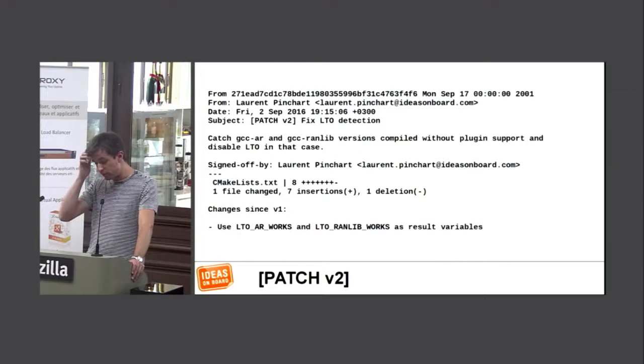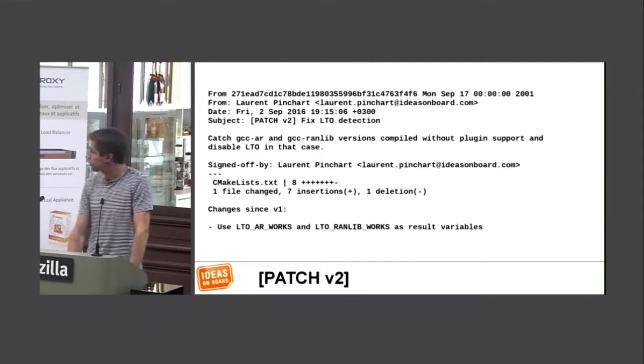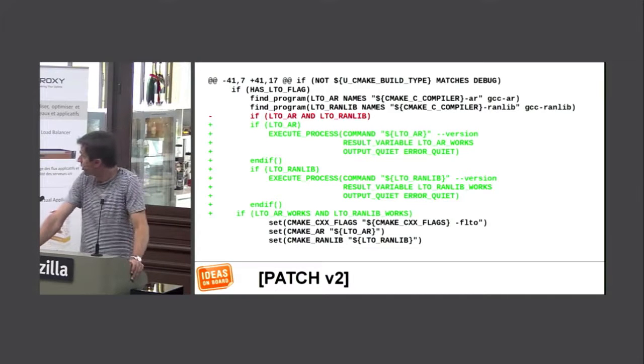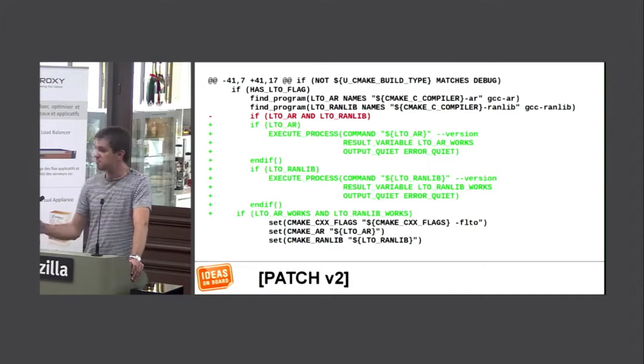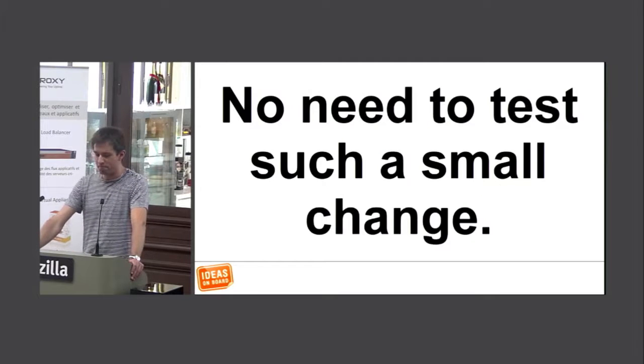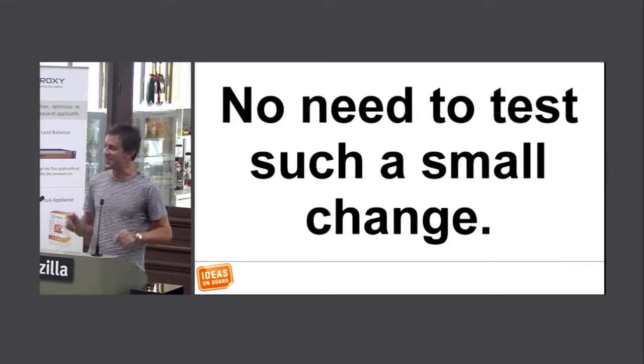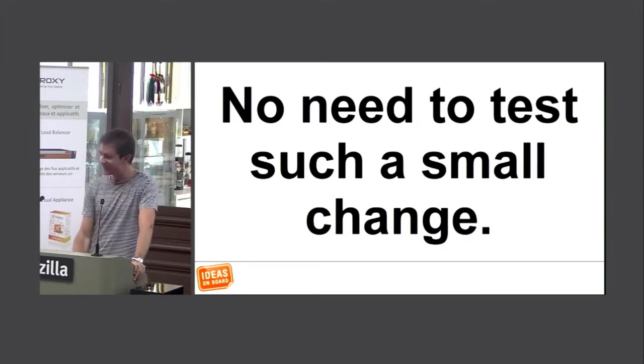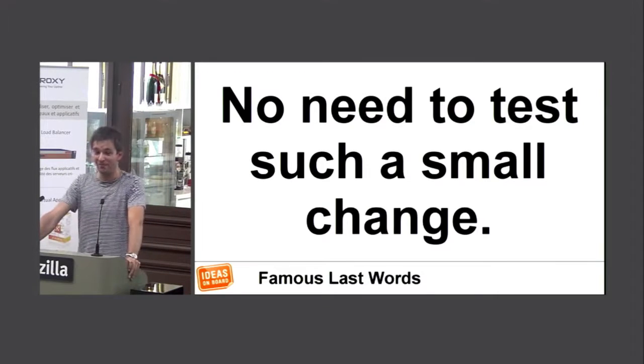So I submitted the second version of the patch with a nice summary of the changes, or the single change there. And the code just replaces a variable, or the right variable, and uses it. And I thought, you know, it's really, really small change, so no need to test that. I can submit a patch. Who in this room has never done that? Okay, good. So that proves that this talk can be useful to you. Those are famous last words of probably, well, hopefully not too many people.